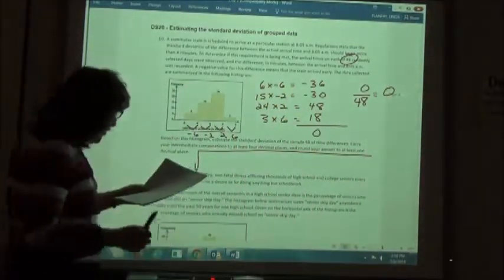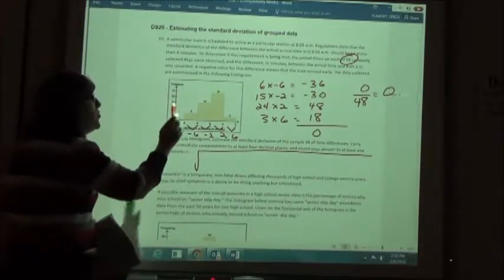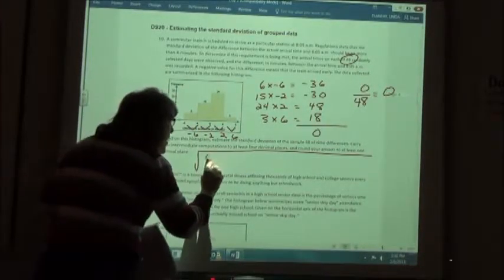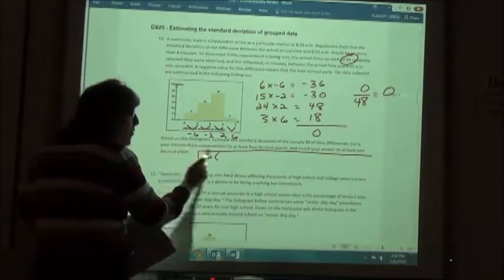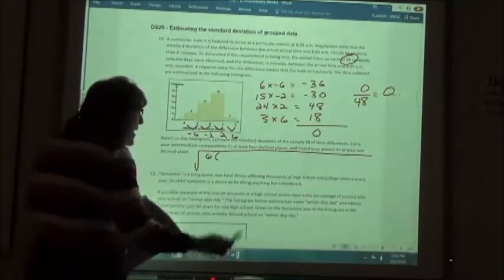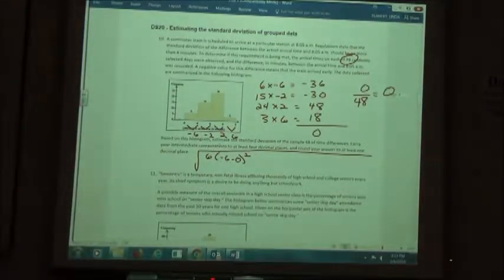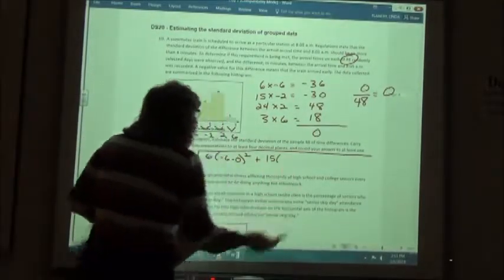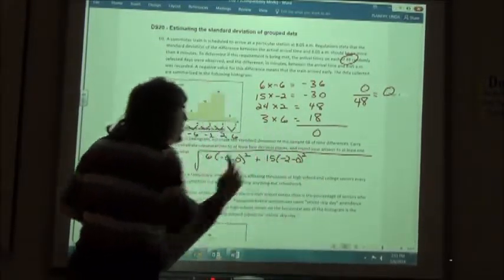We get to take all our values and plug them in. We're going to take this number from our table of how many items we have, and multiply it by this number, our midpoint minus our mean, so -6 minus 0, and then of course we get the little squared from our formula. The next one, we had 15. The midpoint was -2. We subtract the mean of 0 and square that.